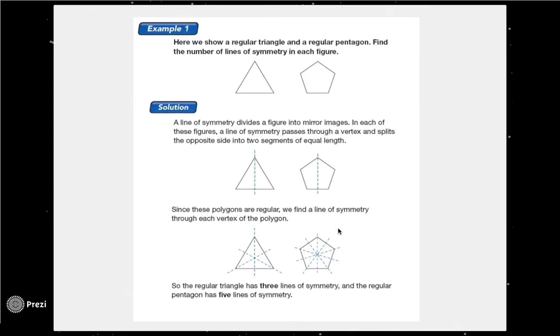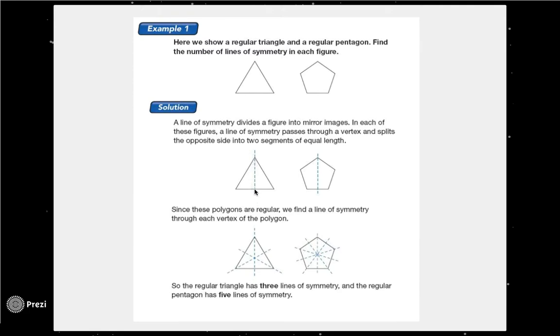So in example number 1, we have a triangle and a regular pentagon, and we've got to figure out how many lines of symmetry each has, okay? A line of symmetry passes through a vertex and splits the opposite side into two segments. Most of the time, lines of symmetry will pass through the vertex. It doesn't have to, but in this case, it will.